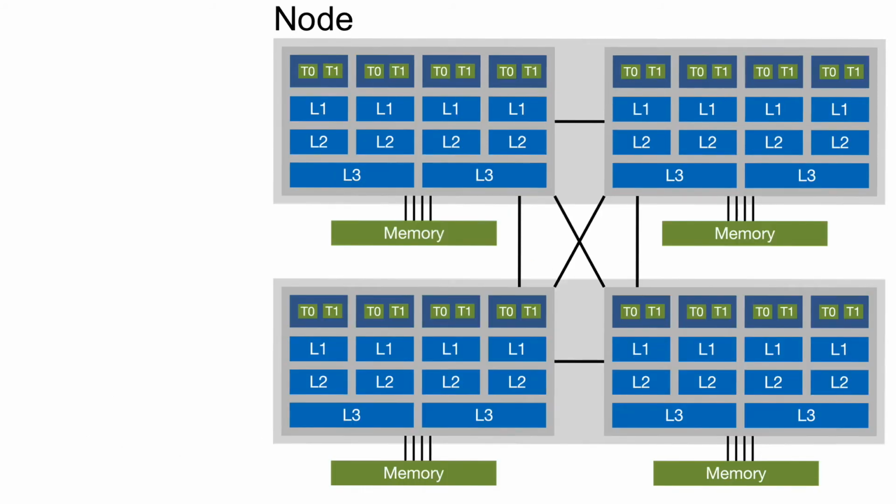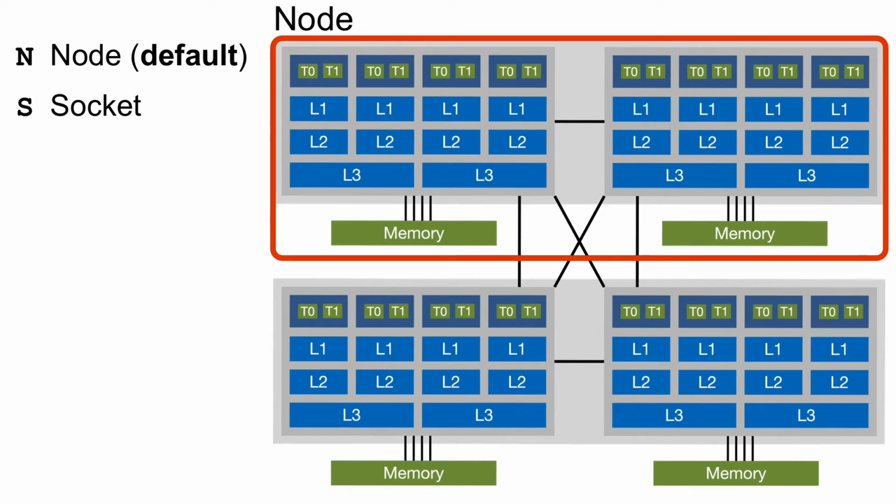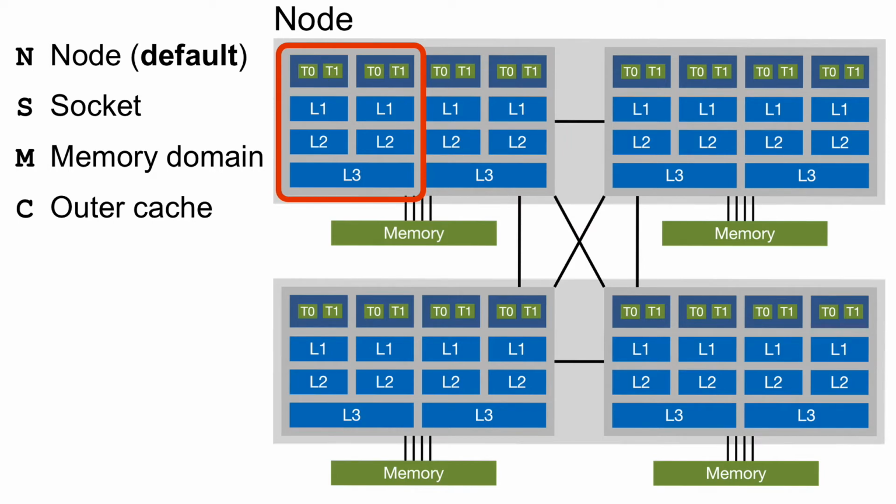To illustrate which thread domains are currently supported, we look at an artificial node architecture. So this node consists of 2 sockets. Every socket has 2 dies with a memory channel each. Within the die, there are 2 cores having 2 SMT threads each, with 2 cores sharing a last level cache. The first thread domain is the complete node. This is the default if you don't specify any command line argument to likwid-pin. Next is S for socket, M for memory domain, and C for outer level cache group.